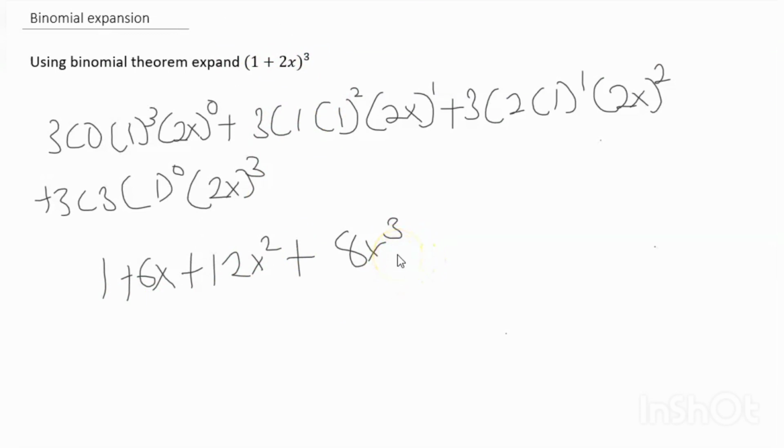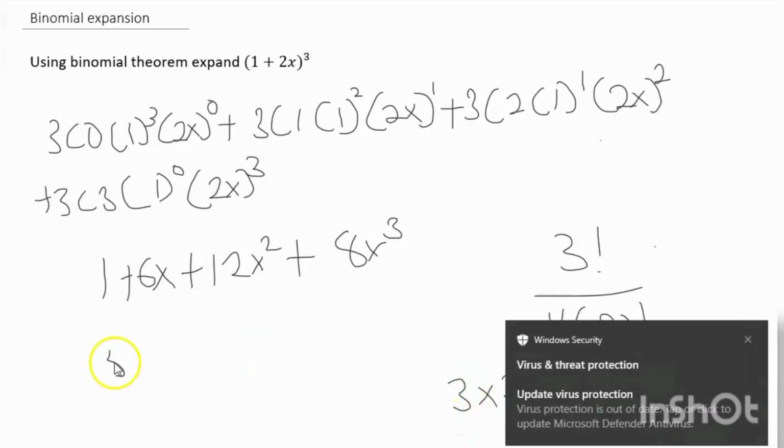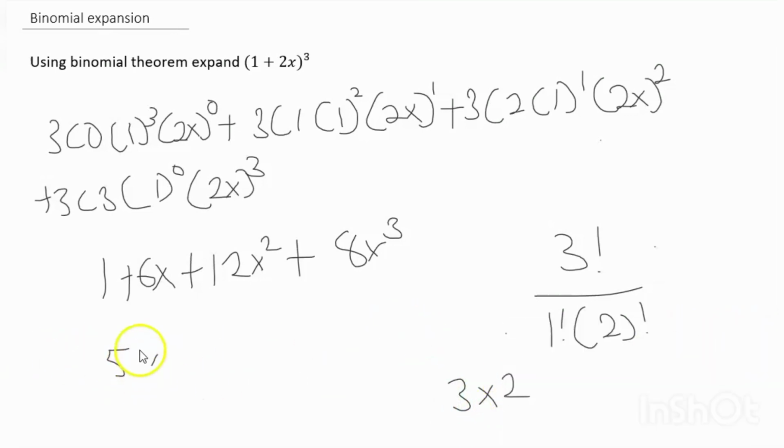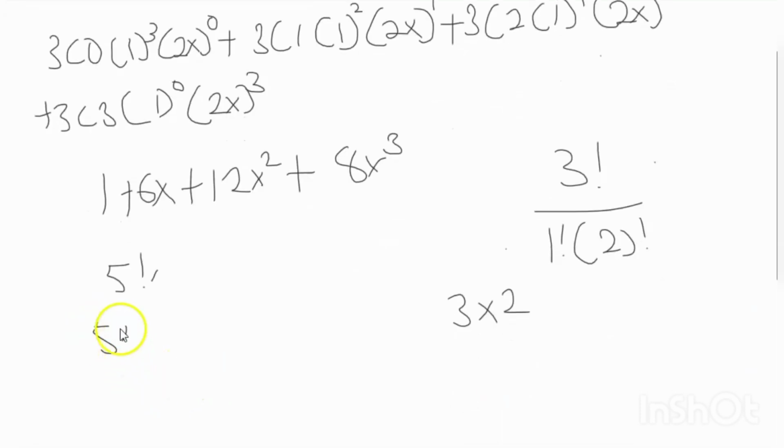Like I said, if you don't have a calculator, you can solve this the manual way. If you do 3 combination 1, that would simply be 3 factorial divided by 1 factorial multiplied by 3 minus 1. 3 minus 1 is 2, so 2 factorial. Okay, and that would give you 3 multiplied by 2. Whenever you say something factorial, so if you say 5 factorial, this simply means 5 multiplied by 4 multiplied by 3 multiplied by 2 multiplied by 1. So it's like you're multiplying the value backwards. Okay, you're multiplying consecutively backwards.